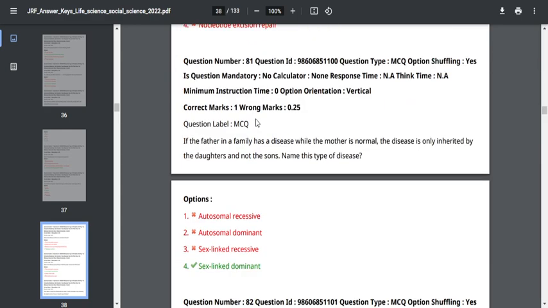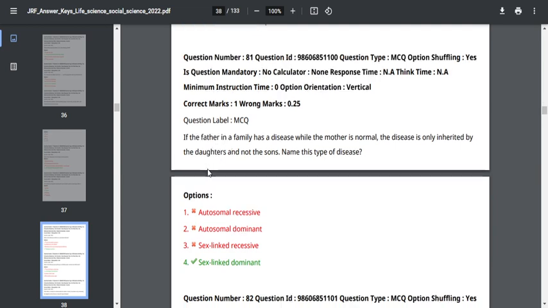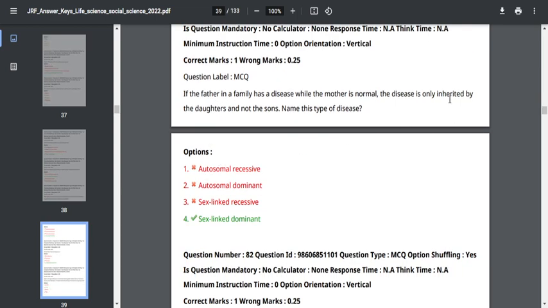Okay. Next is regarding if the father in a family has a disease while the mother is normal, the disease is inherited only by daughters and not by sons. The disease name is sex-linked dominant. It cannot be autosomal dominant or autosomal recessive, friends, because if the disease were autosomal dominant, it should be equally inherited by daughters and sons. But in this particular case, it is inherited only by daughters and not by sons. So it is sex-linked. Now you need to know whether it is sex-linked recessive or sex-linked dominant. Sex-linked dominant is the correct option.